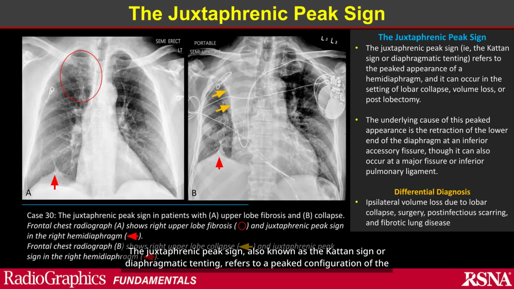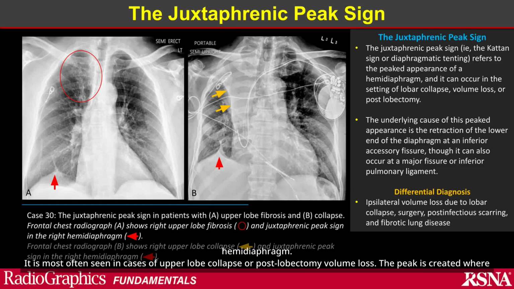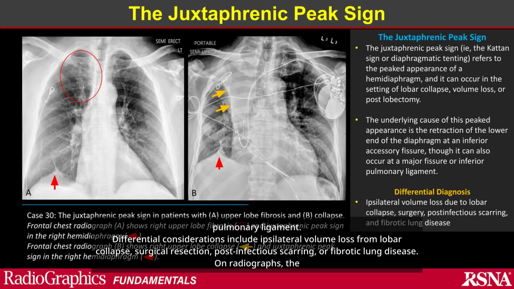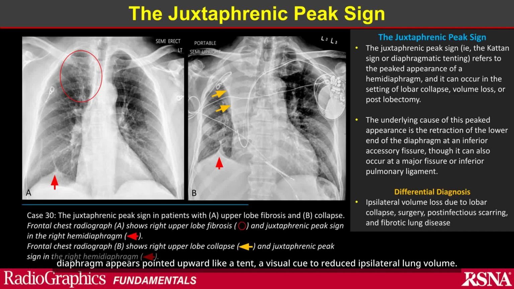The juxtaphrenic peak sign, also known as the Caton sign or diaphragmatic tenting, refers to a peaked configuration of the hemidiaphragm. It is most often seen in cases of upper lobe collapse or post-lobectomy volume loss. The peak is created where the lower end of the diaphragm is pulled upward by an inferior accessory fissure, a major fissure, or the inferior pulmonary ligament. Differential considerations include ipsilateral volume loss from lobar collapse, surgical resection, post-infectious scarring, or fibrotic lung disease. On radiographs, the diaphragm appears pointed upward like a tent, a visual cue to reduced ipsilateral lung volume.